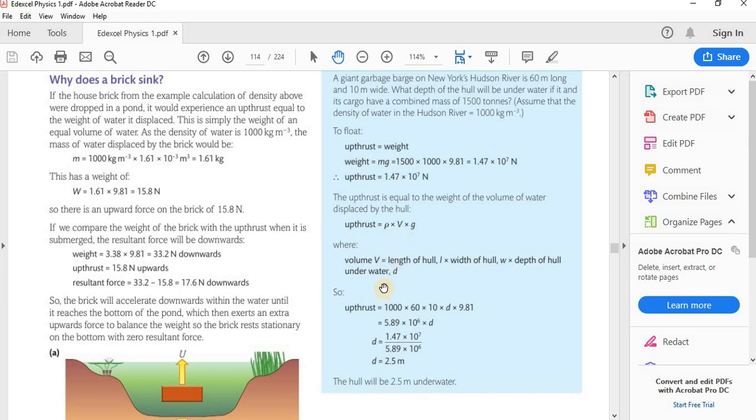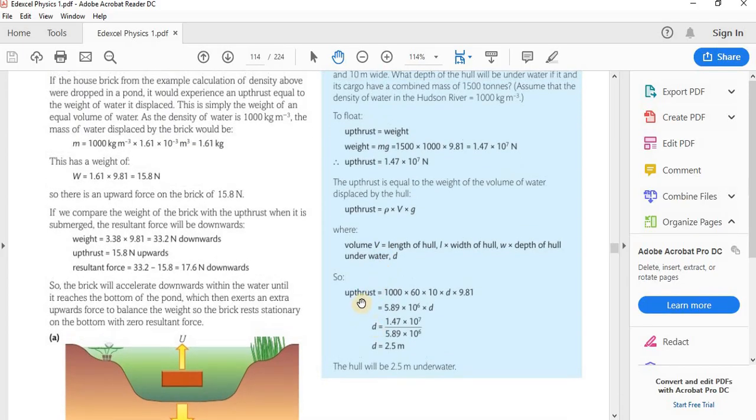Then we get the volume of the hull. Now we can assume it's rectangular in shape, something like a brick shape. So we have length of hull, width of hull, depth of hull, and that will give us the volume of the hull. You can assume that it is a rectangular block shape.